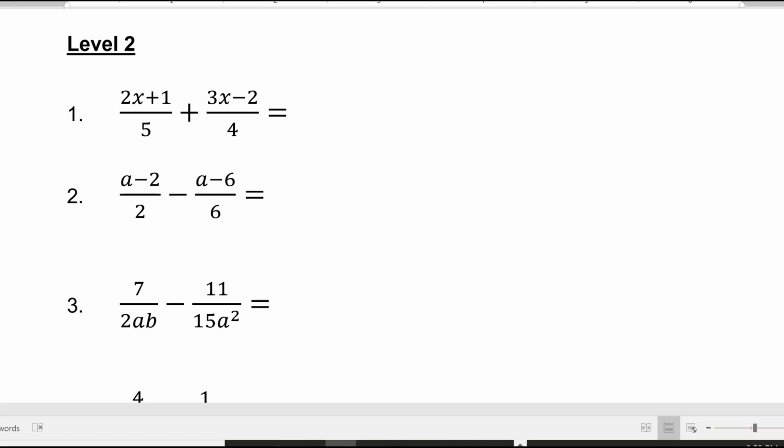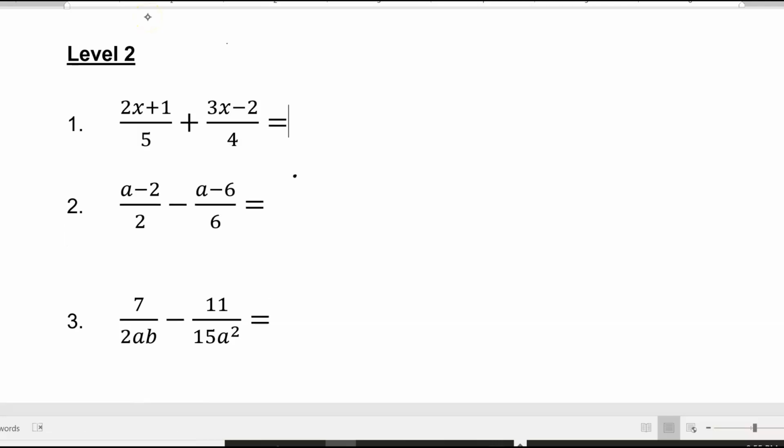So we have to multiply the denominator by something so that both denominators are equal to each other. So that's why we need to figure out what number has a factor of both 5 and 4. And the lowest number that has that factor is 20. So what we're going to do is multiply the first denominator. We're going to multiply that 5 times 4.